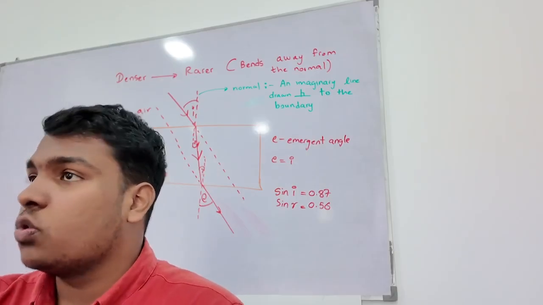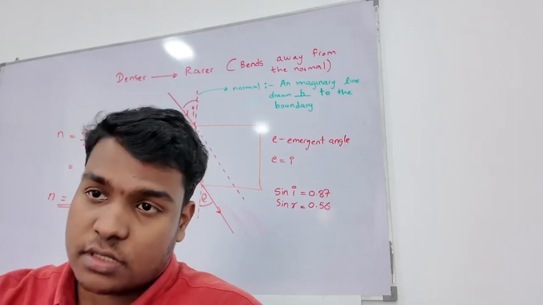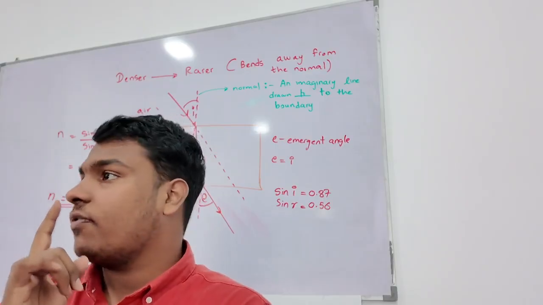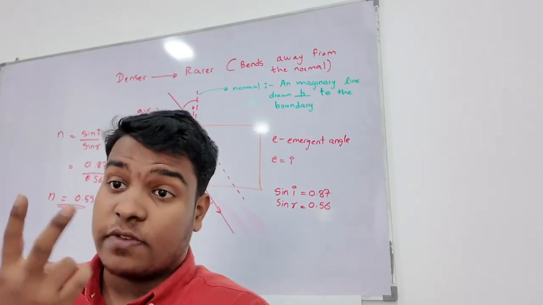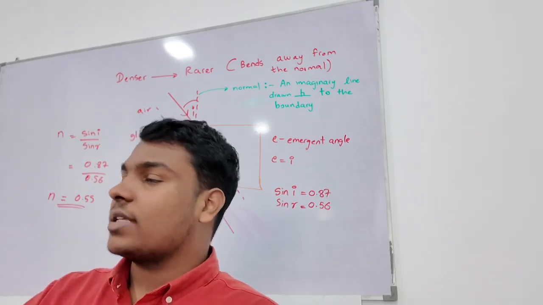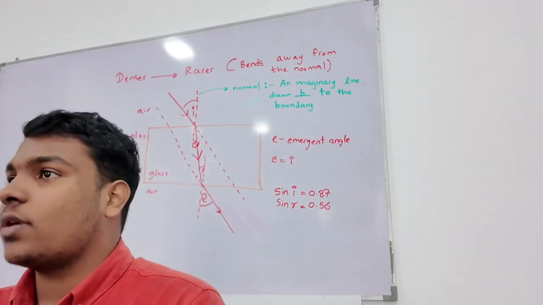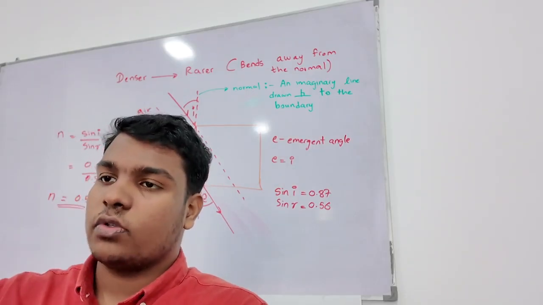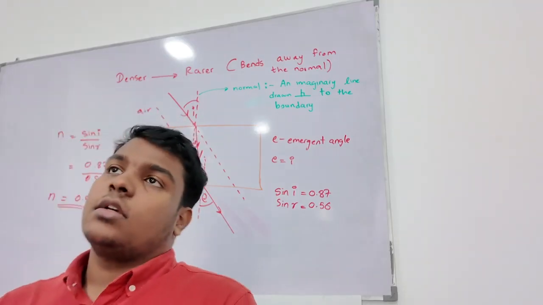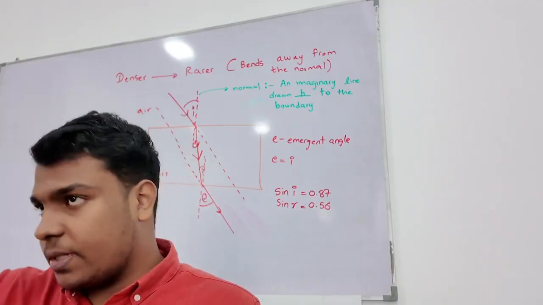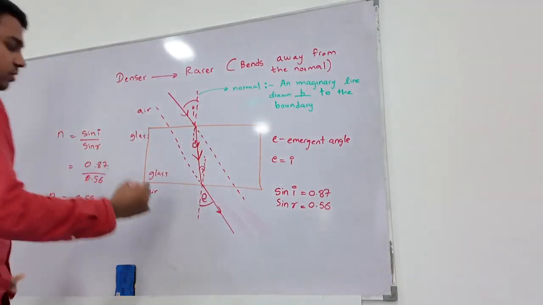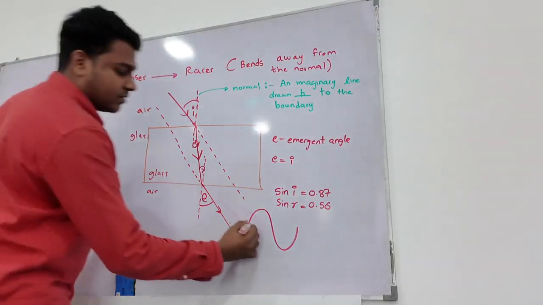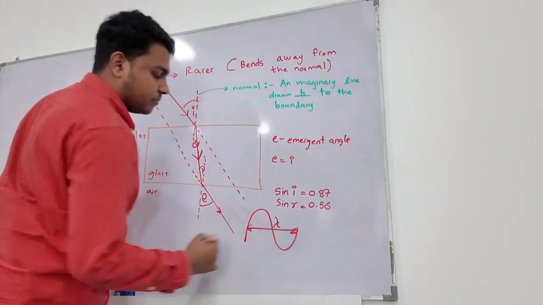Distance between two crests. Distance between two troughs. Distance for a complete oscillation. Distance traveled by a wave for one complete oscillation. Distance between two rarefactions. Distance between two compressions. There are 5 definitions for wavelength. Anything you can write. The main common definition, you can write down if you have not written, is the distance traveled by a wave for one complete oscillation. One oscillation means something like this, no? So distance means this distance, and that makes a wavelength. Is it clear?